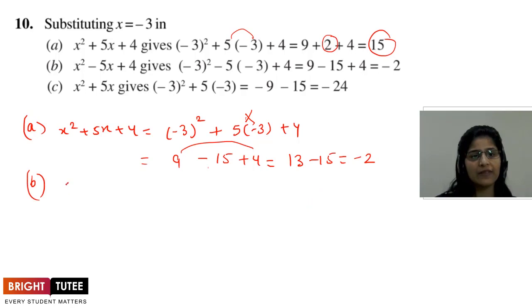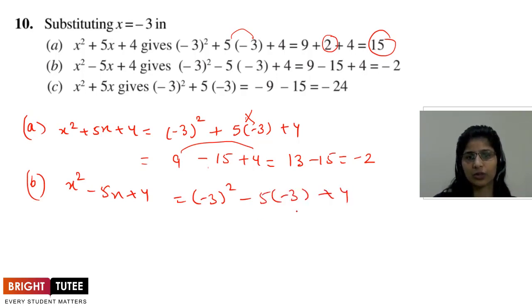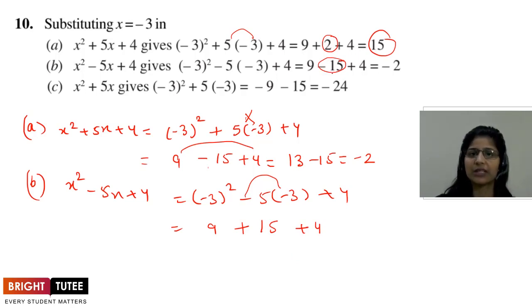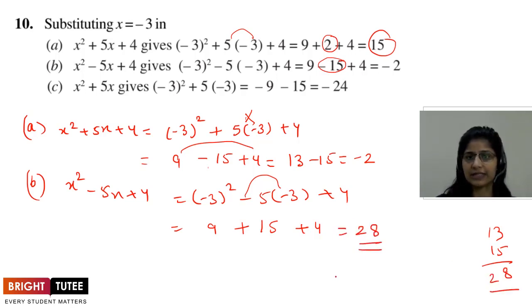In the B part, we have x square minus 5x plus 4. So if we put minus 3, minus 5 into minus 3 plus 4. So minus 3 whole square will be 9. And just see, they have written here minus 15. So minus and minus becomes plus. So we get plus 15 and plus 4. Right? So here when they write minus 15, that is wrong. This is the mistake done. So we will add them. So just see, 9 and 4 is 13, 13 and 15, 5 and 3, 8, 1 and 1, 2. So we get 28 as the answer, not 2.